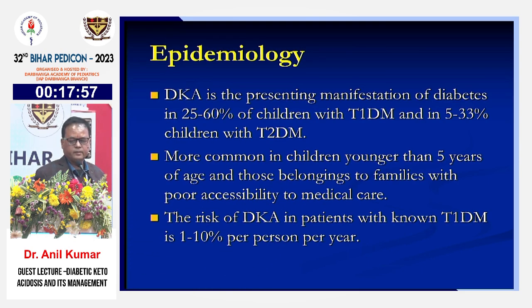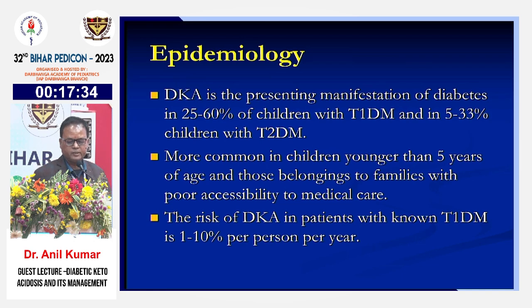Epidemiology: diabetic ketoacidosis is the presenting manifestation of diabetes in 25 to 60% of children with type 1 diabetes mellitus. It is more common in type 1 diabetes mellitus as compared to type 2 diabetes mellitus. In type 2 diabetes mellitus, it is only 5 to 33%.